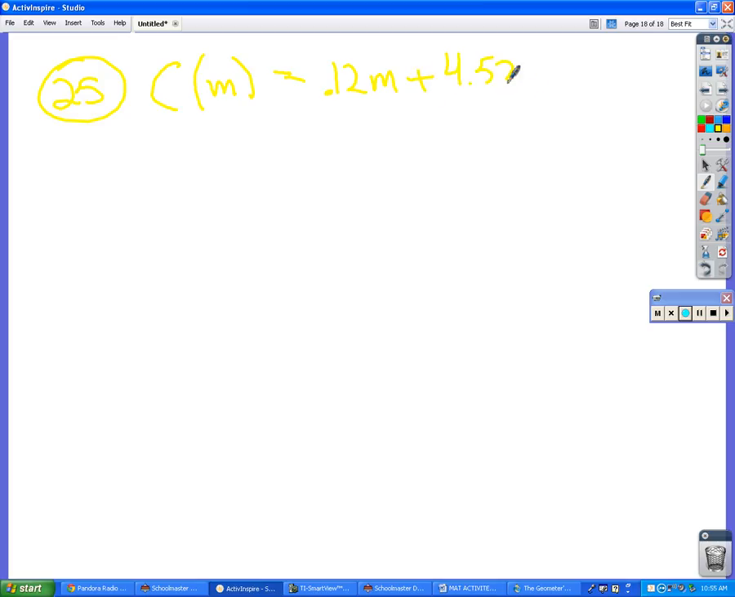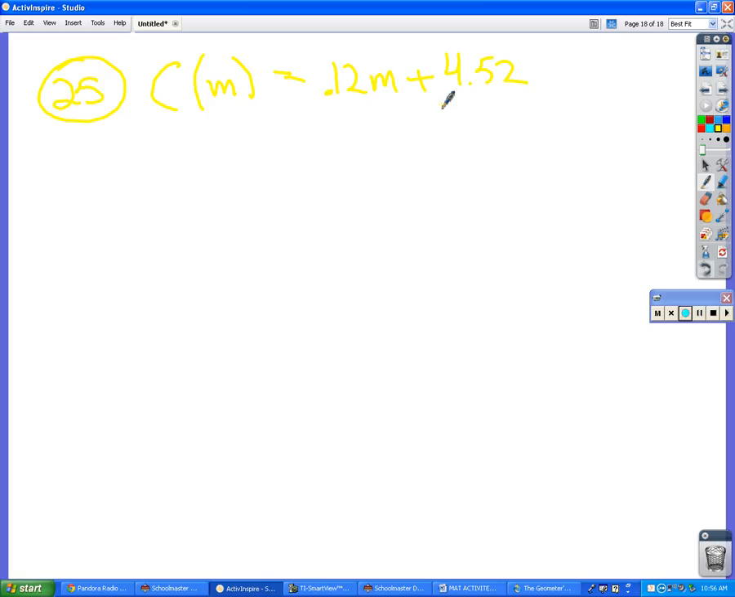Plus $4.52. Okay, does that make sense? So you have to pay $4.52 right off the bat, and then 12 cents per minute on top of that. Okay? I did all multiplication, so is that wrong? So you had 0.12 M times 4.52? No, I did 4.52 times 2.